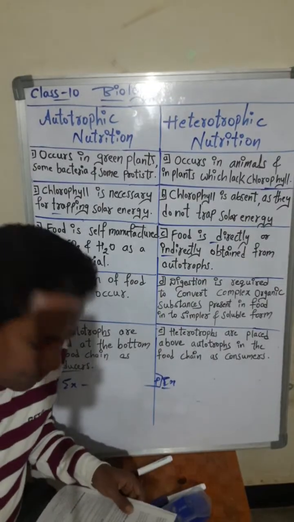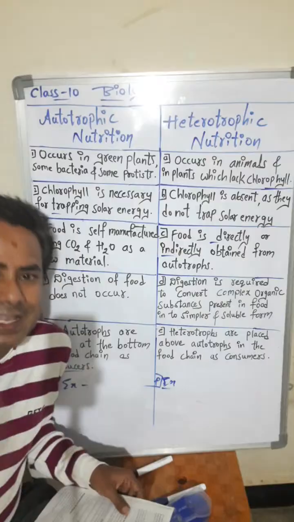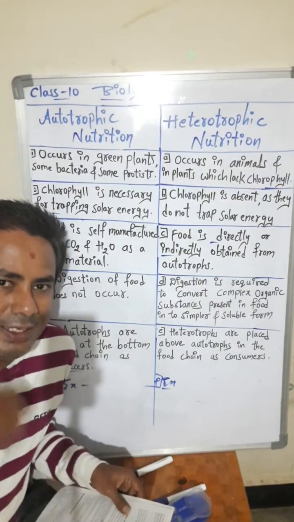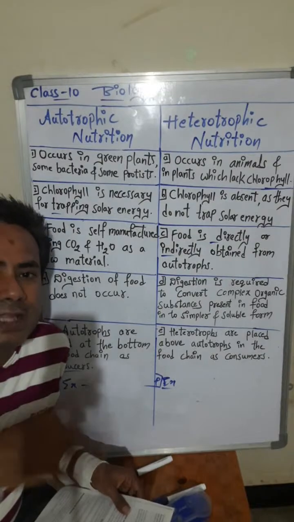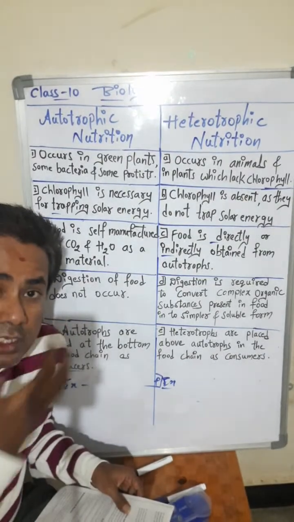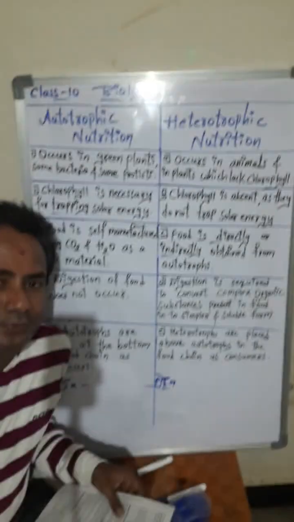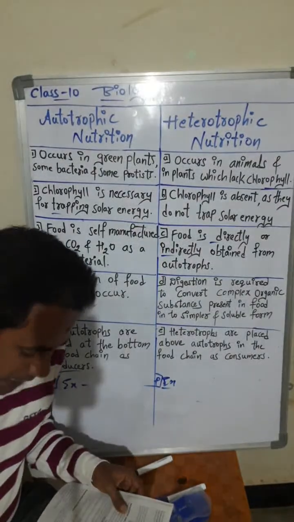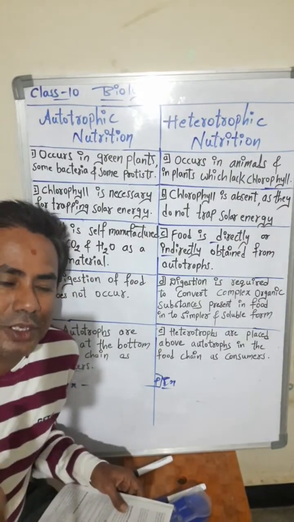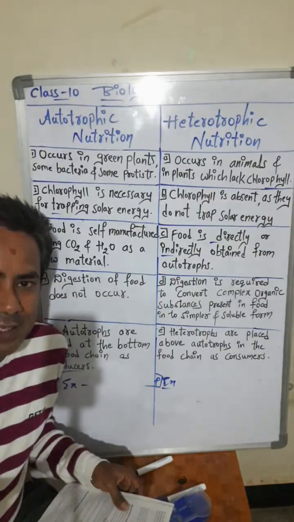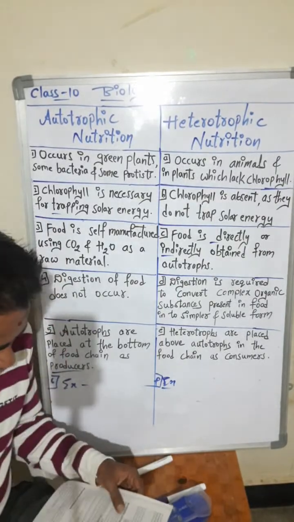So next one: breathing is an extracellular process, outside the cell. Inhalation and exhalation happen through our nose. Yesterday in the last class we discussed breathing. Respiration is both extracellular plus intracellular process. Respiration happens inside the cell and outside the cell. The oxygen is coming and carbon dioxide is going out.